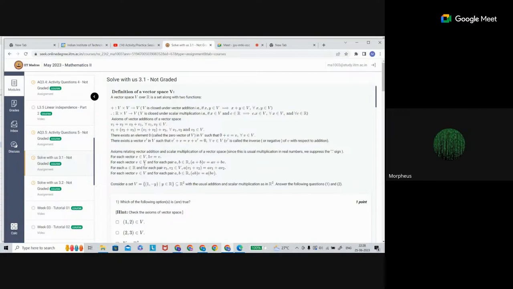So let us say they ask, in that activity question where you took that example from, they said: check if, under usual scalar multiplication and addition, V1 is a vector space or not. So we have to check all these conditions. Yes, you have to check all these conditions.